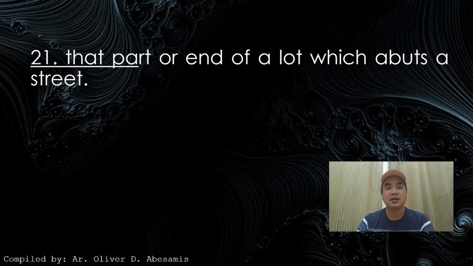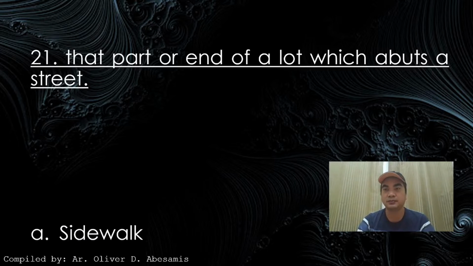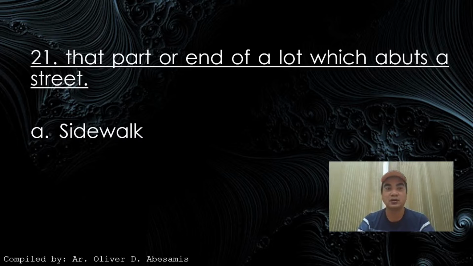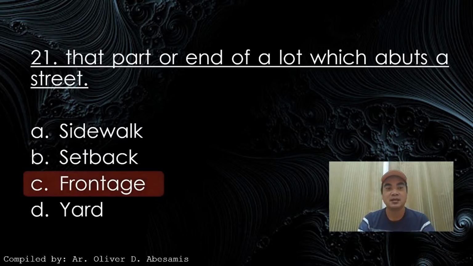21. That part or end of a lot which abuts a street. A. Sidewalk. B. Setback. C. Frontage. D. Yard. Answer: C. Frontage.